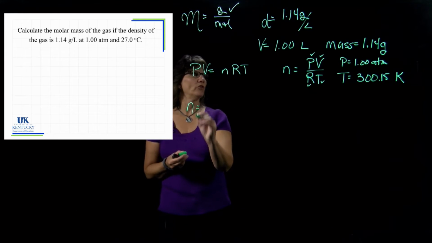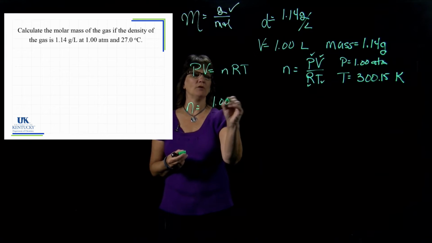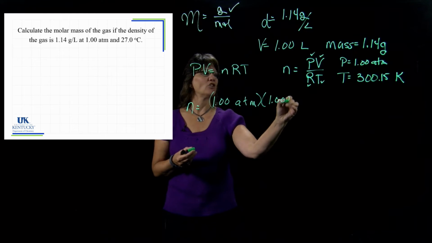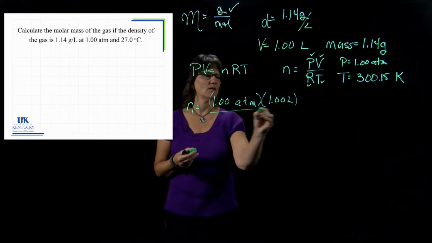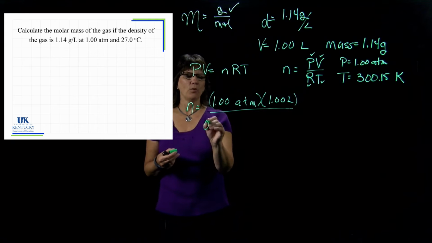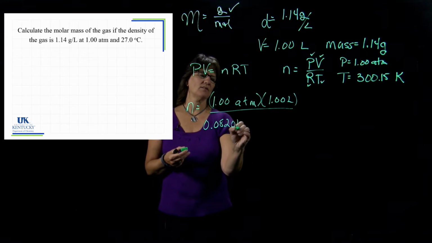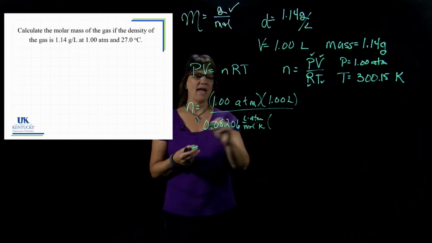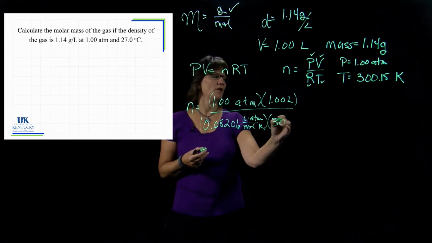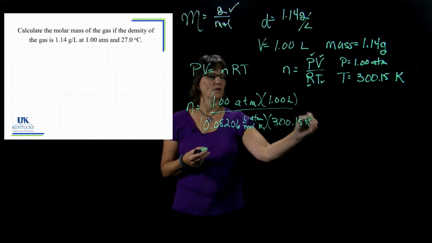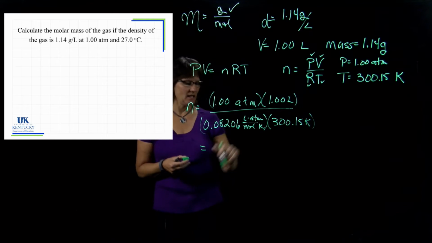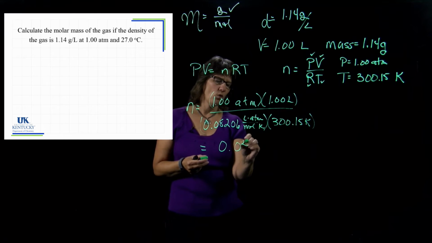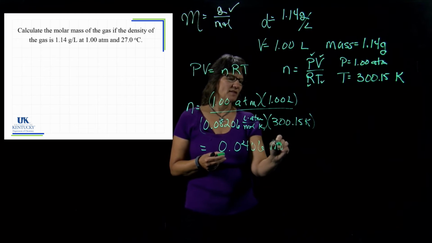So the number of moles is going to be the pressure of 1 atmosphere, the volume of 1 liter, because I chose a 1 liter sample size, an R of 0.08206 liter atmospheres per mole Kelvin, and a temperature of 300.15 Kelvin. So there's all the parts that I needed in order to determine the moles, and that gives me 0.0406 moles of this gas.